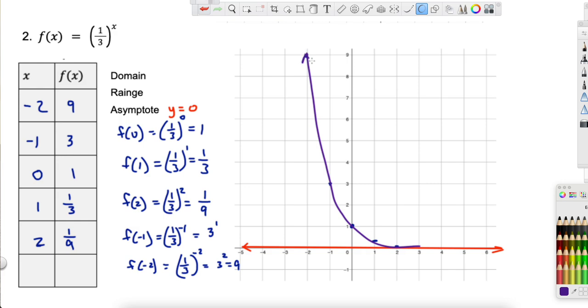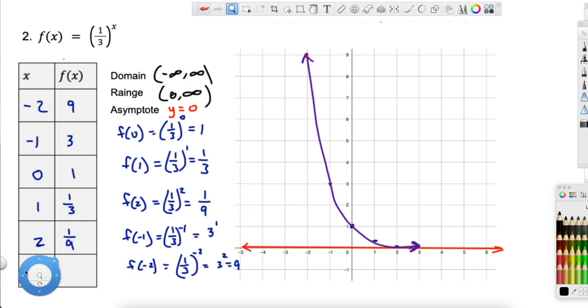I did my best. It's a little bit harder to make these curves by hand, or using this tablet. And let's see, so our points. Okay, so my domain, all my x values are going to work: -infinity to positive infinity. My range is, again, the same as the last one. It's not going to hit 0 or negative, so it's going to be from 0 to positive infinity. And I've got my asymptote. All right, that one's done.